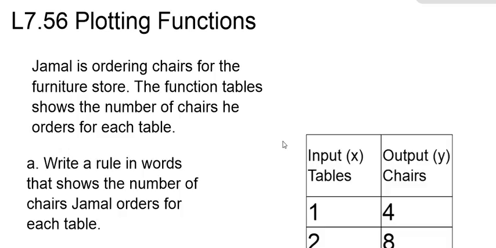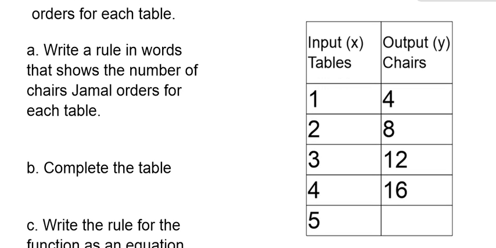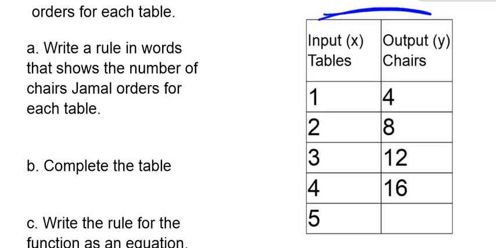Let me demonstrate what we're talking about as we look at plotting functions. It says Jamal is ordering chairs for the furniture store. The function table shows the number of chairs he ordered for each table. So what we're seeing here, as we look over here at our table, is that he ordered one table. He also got 4 chairs to go around that table. If he orders 2 tables, he's going to need 8 chairs. If he has 3, 12, 4, 16, and we could continue on with this table.